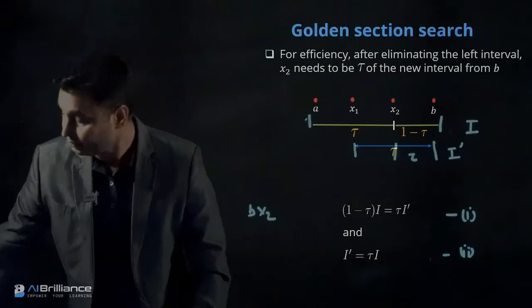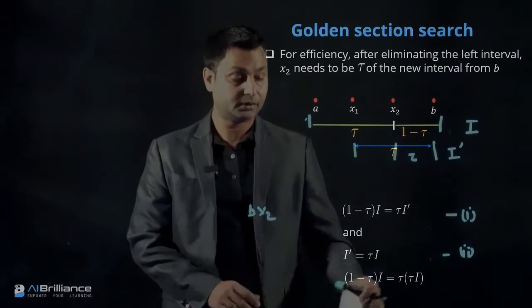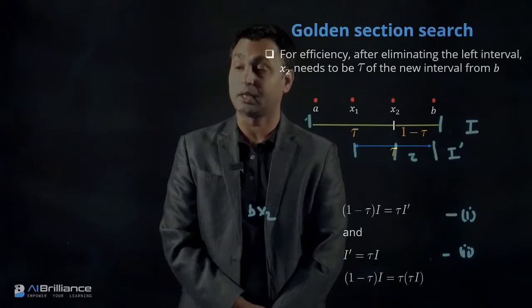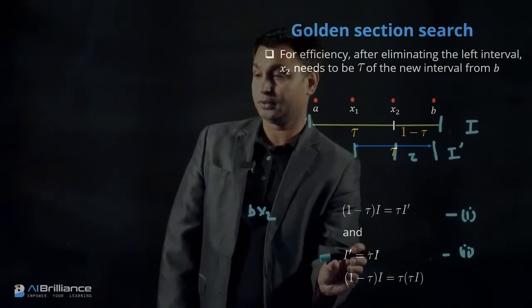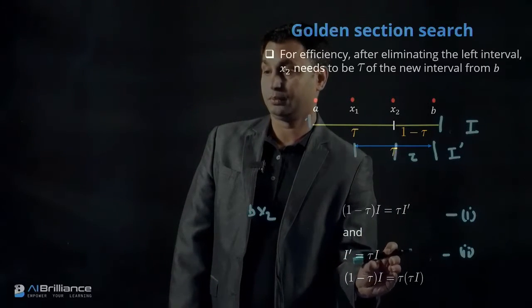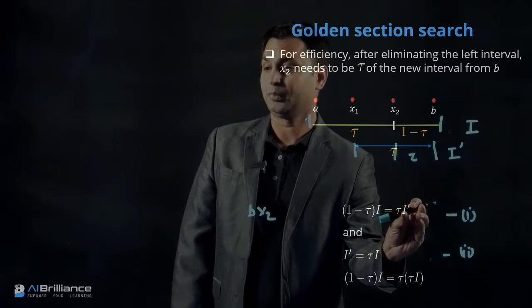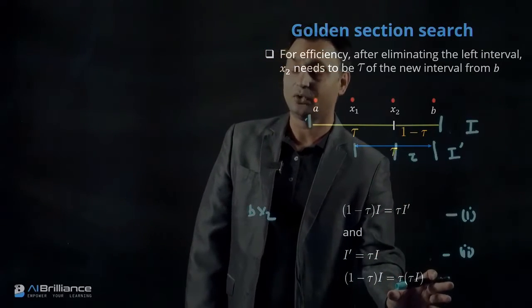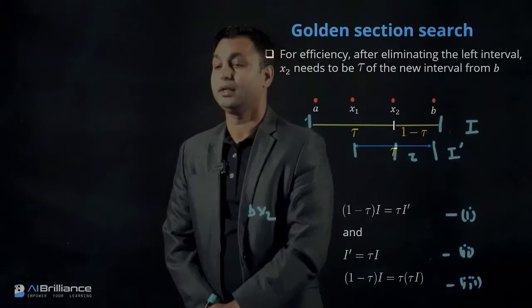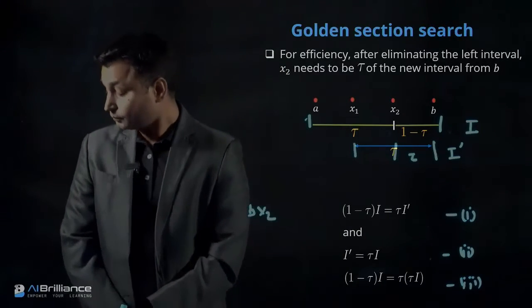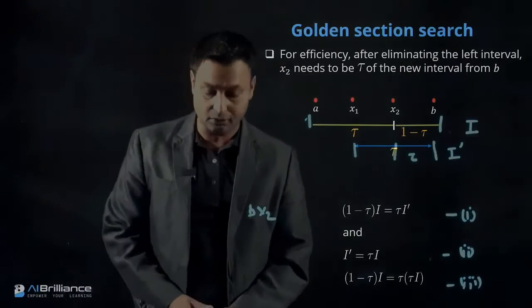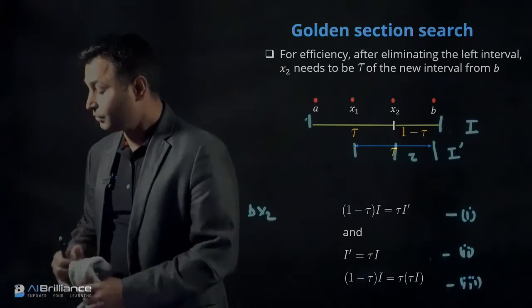And when I combine both of these equations, we have this equation, which is 1 minus tau times I is equal to tau times tau I. What I've done is substitute I dash, which is equal to tau times I, into equation 1, and that is how I am defining equation 3. So equation 3 essentially combines equations 1 and 2. Now we can solve this equation and find out what would be a good value of tau itself. So let's go ahead and try to solve this equation.